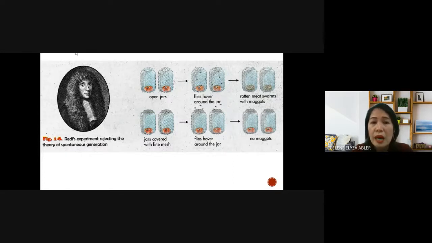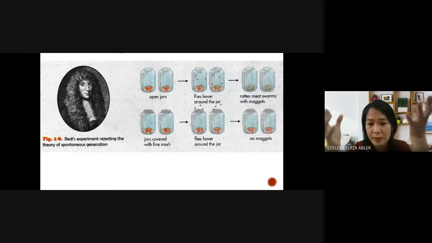So that is why we have three main theories. We have spontaneous generation, we have abiogenesis, and we have biogenesis. Okay, so biogenesis, class, belongs to Redi. Francesco Redi says that life can only come from life, from living organisms themselves. So something cannot exist out of nothing. Okay. So that's his experiment.